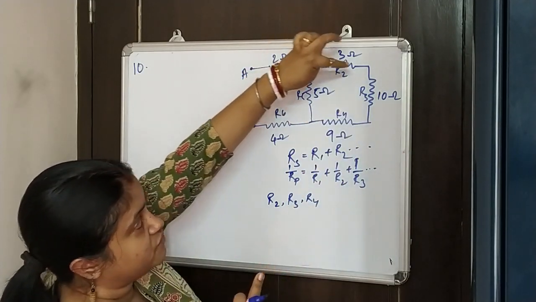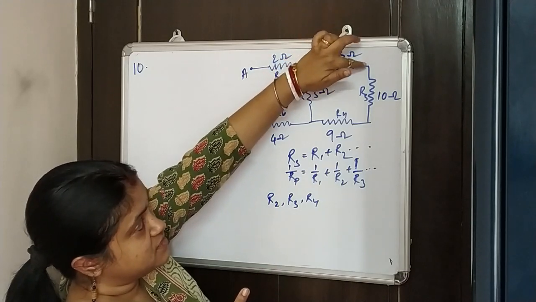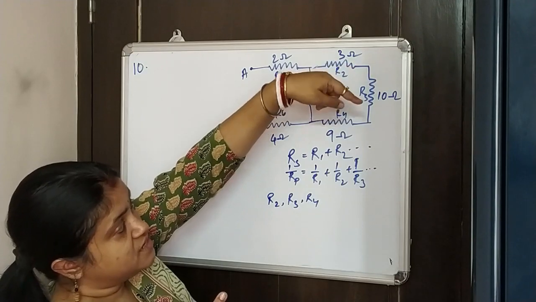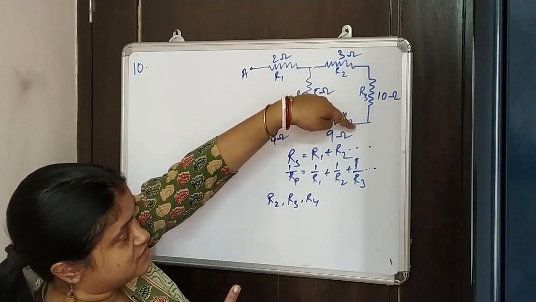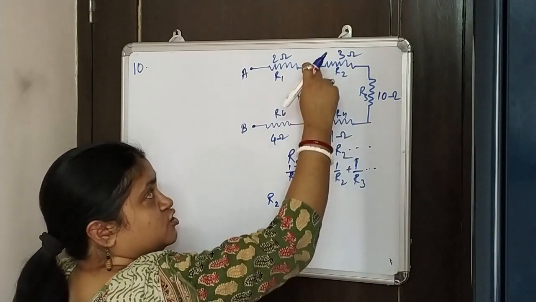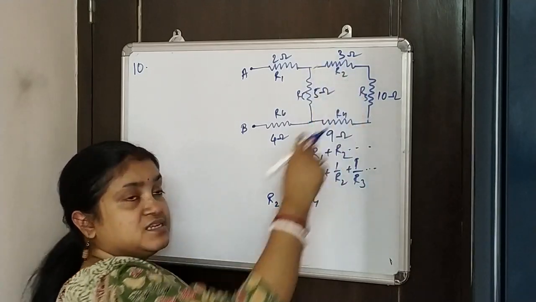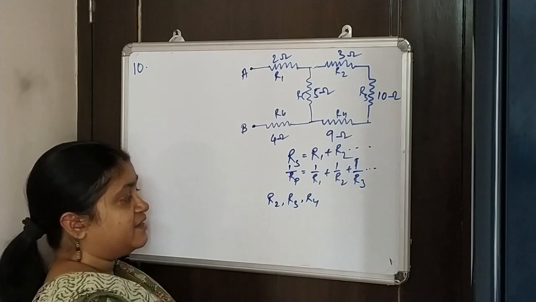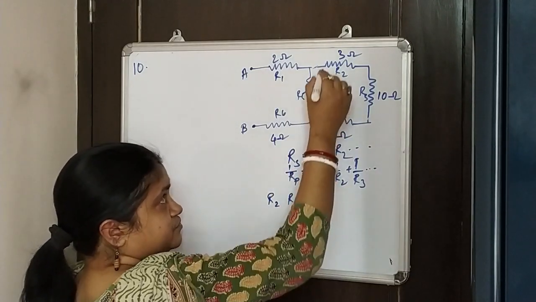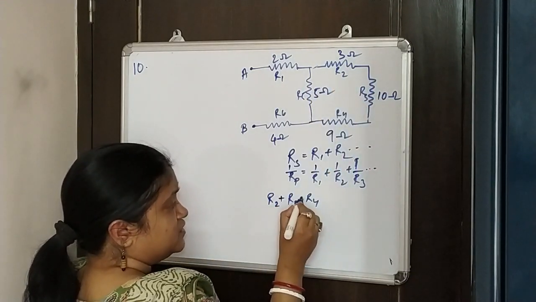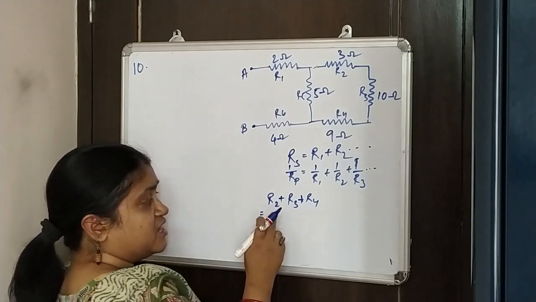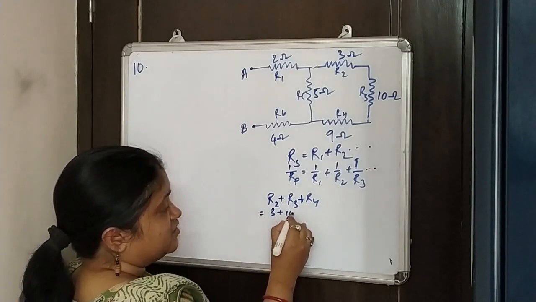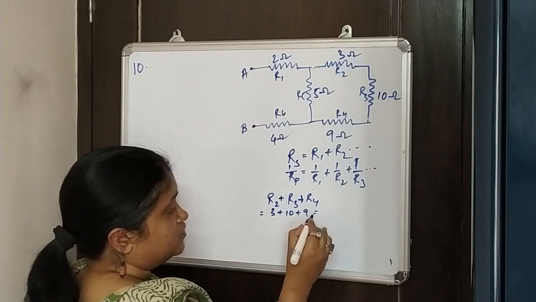Like one end of the resistor is connected to another resistor, and the other end of the resistor is connected to the other resistor. So this part is a series combination. So therefore they will be just added. So we can write for this part the equivalent resistance is R2 plus R3 plus R4, which is 3 ohm plus 10 ohm plus 9 ohm.